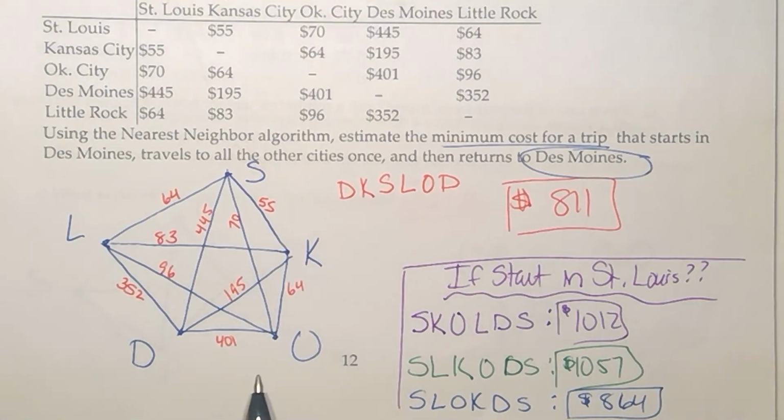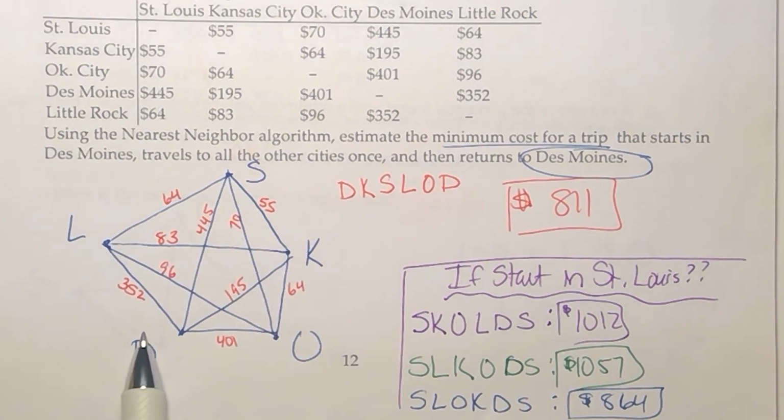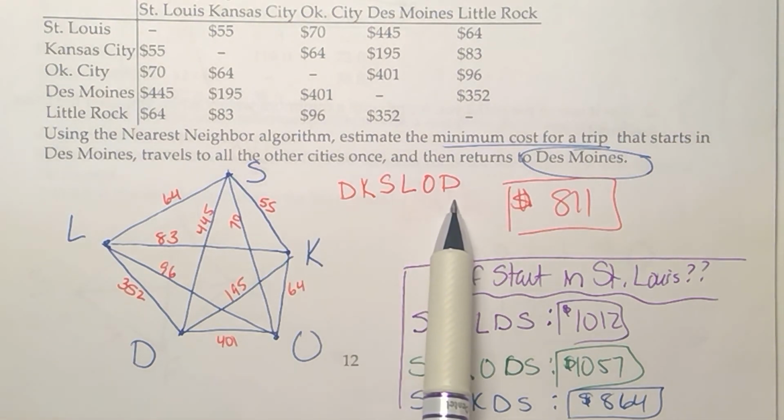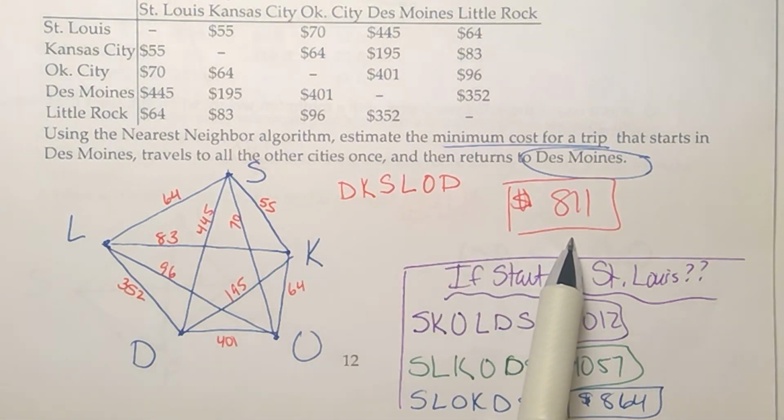Okay. So here we go. Here's what the graph should look like with the weighted edges in all of your 5 cities. Here's my nearest neighbor method, starting at Des Moines and coming back to Des Moines. I come in at $811.